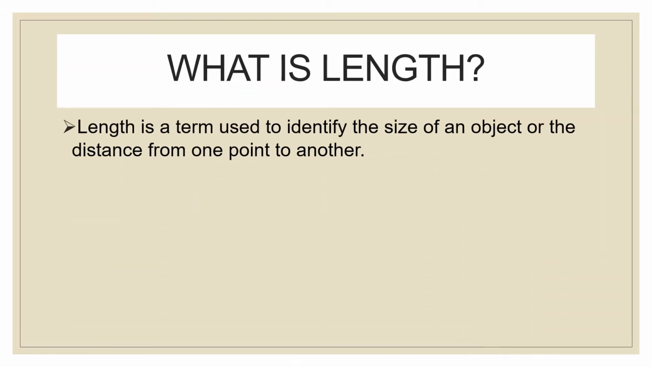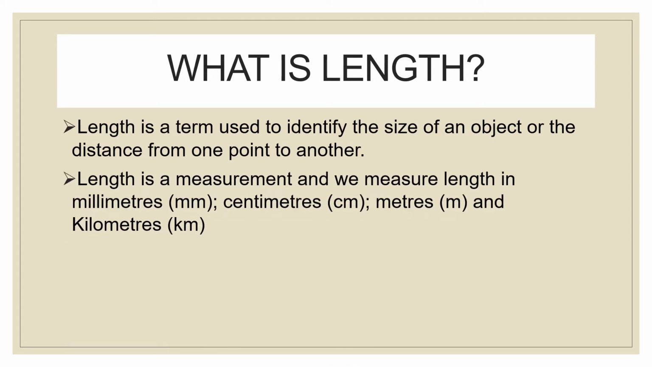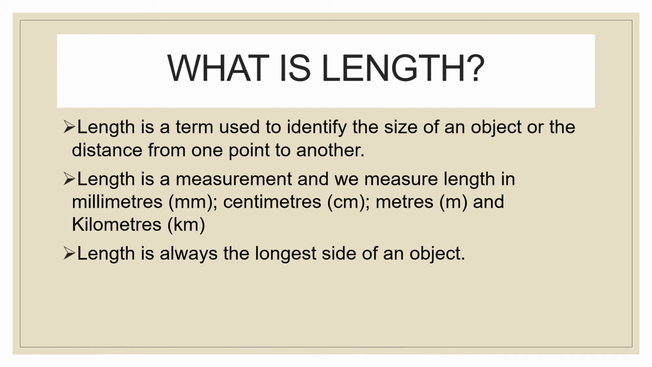Before I begin to explain the activity, I thought it would be helpful to do a quick recap on what length is as a measurement. So what is length? Length is a term used to identify the size of an object or the distance from one point to another. Length is a measurement, and we measure length in millimetres, centimetres, metres and kilometres. Length is always the longest side of an object.